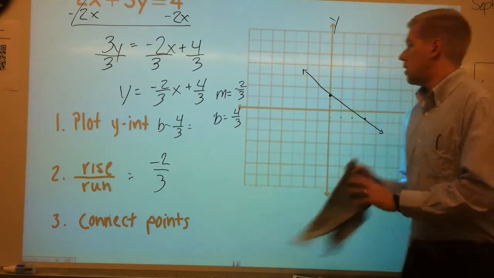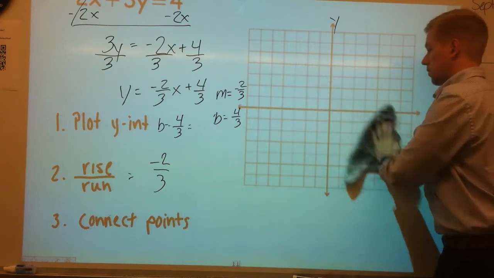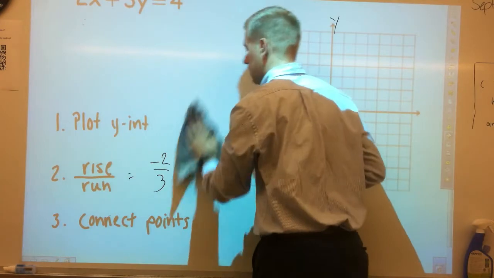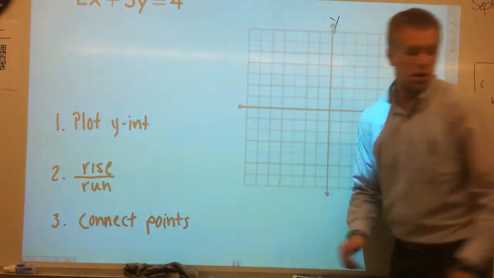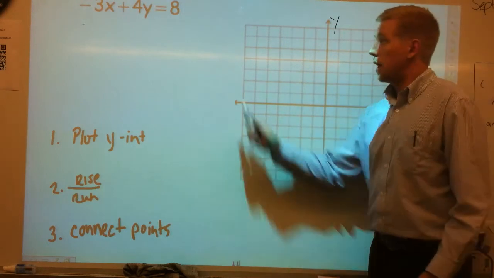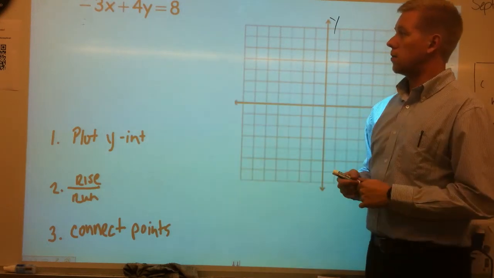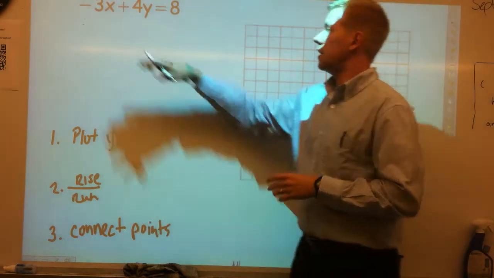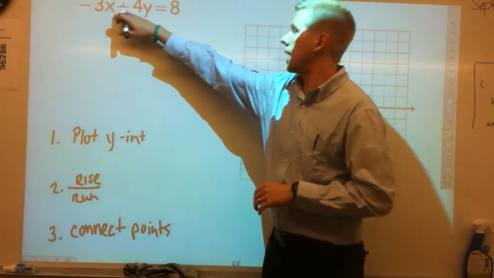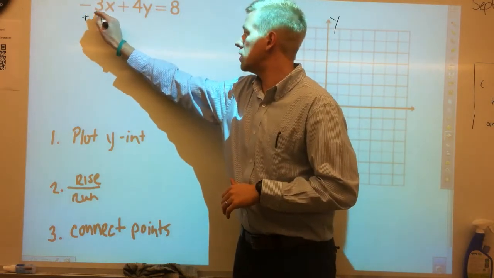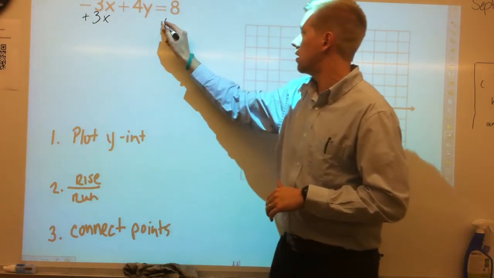All right? From here, we're going to do one more example. Changing standard to slope-intercept, and then graphing it. Okay? So now I have -3x plus 4y equal to 8. Again, I want to solve for y. So to do that, I'm going to undo the addition or subtraction. I have something being added to the 4y. I'm going to undo it by doing the opposite, which is a positive 3x to both sides.